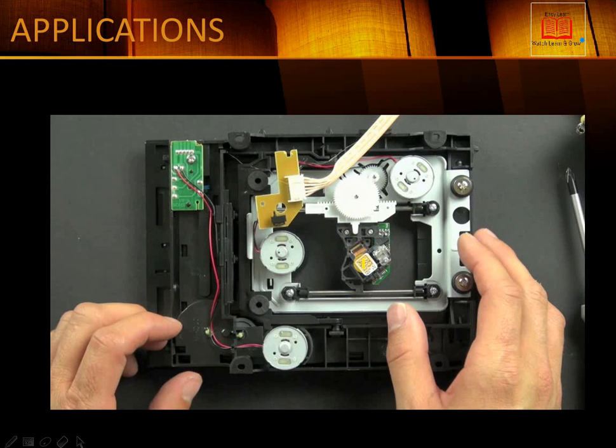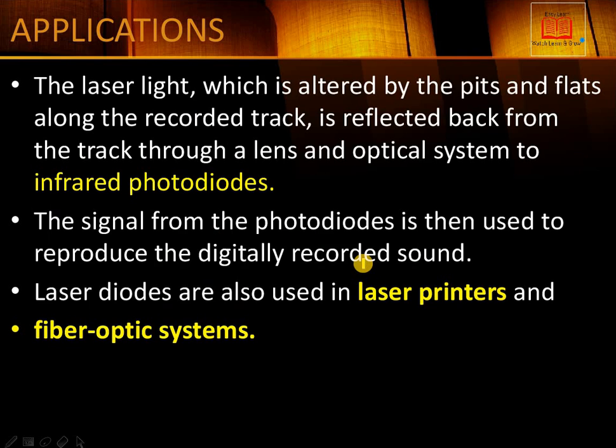The photodiode is used to detect, and the laser diode is also used for reading the data and converting it back into, for example, audio. The laser light, which is altered by the pits and flats along the recorded track, is reflected back from the track through a lens and optical system to the infrared photodiodes. This is what I was trying to explain from the diagrams. Okay, the signal from the photodiode is then used to reproduce the digitally recorded sound.